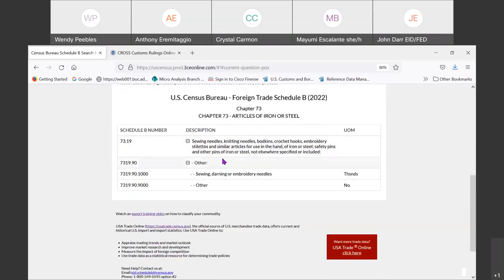And you want to read your description just to make sure you're in the right place. Sewing needles, knitting needles, bobbins, crochet hooks, embroidered stilettos, and similar articles for use in the hand of iron and steel, safety pins, and other pins of iron and steel not elsewhere specified or indicated. If it's a sewing, darning, or embroidery needle, you would use 7319, 90, 1000, and your unit of measure is thousands. If it is something other than a sewing, darning, or embroidery needle, you would use 7319, 90, 9000, and your unit of quantity would be number.